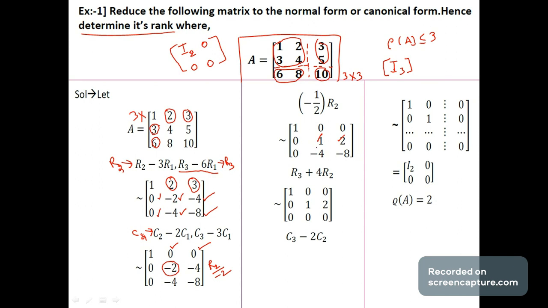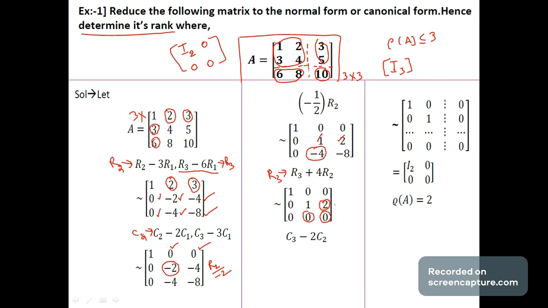Now we make this element 0. So R3 tends to R3 plus 4 R2. So minus 4 plus 4 is 0, minus 8 plus 4 into 2 is 0. Now our aim is to make this element 0.